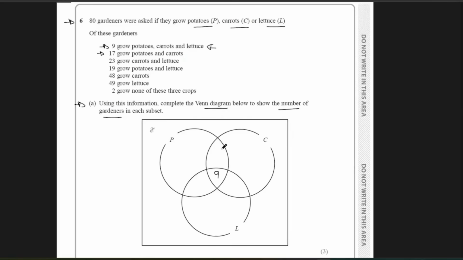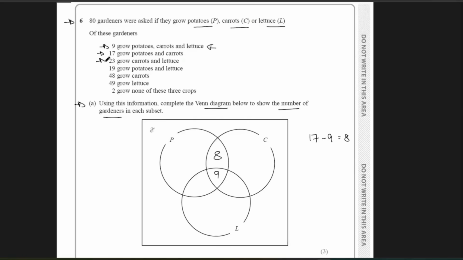Next one, 17 grow potatoes and carrots. So the area that represents potatoes and carrots is this. Altogether, there are 17 gardeners in this area. We have already accounted for 9. So the remaining area goes towards 17 minus 9, which is 8. So 8 gardeners grow potatoes and carrots only. 9 gardeners grow potatoes, carrots, and lettuce as well.